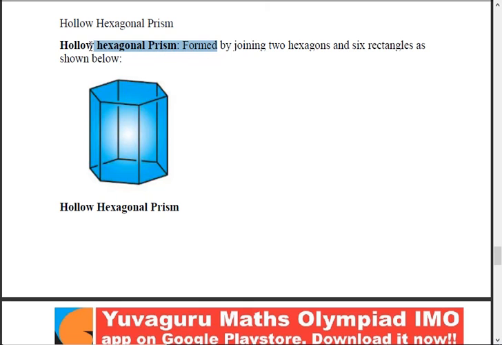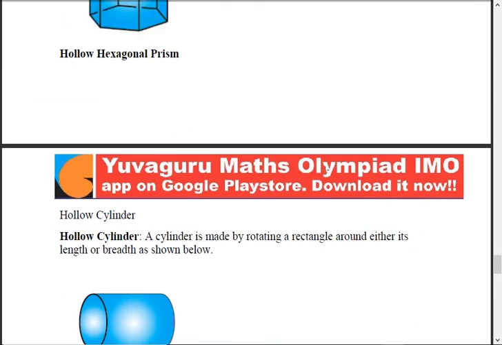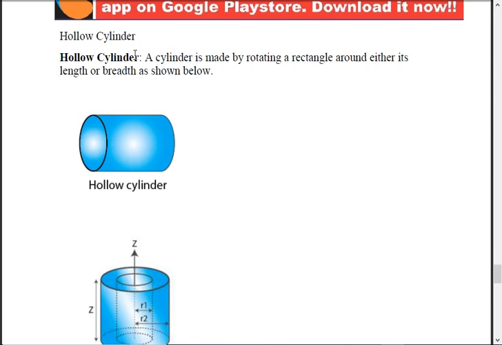A hollow hexagonal prism is formed by joining 2 hexagons and 6 rectangles as shown. See these 6 rectangles and 2 hexagons. Just stick them with gum and you will form a hollow hexagonal prism. A hollow cylinder is formed by rotating a rectangle around either its length or breadth.